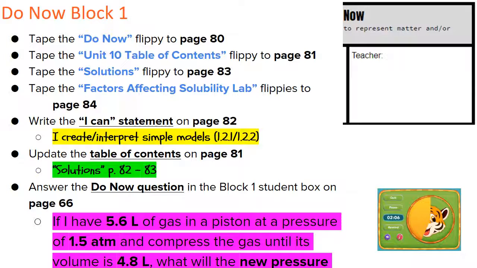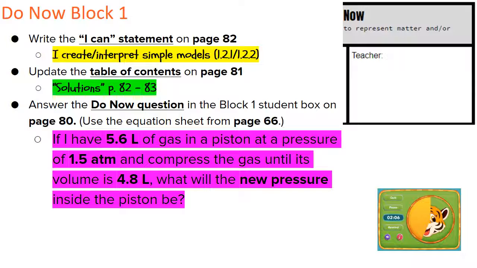All right, we're going to go ahead and get started here. Go ahead and pause now if you need to. Make sure that you have all of your flippies set up on the correct pages, your I can statement written down, and your table of contents. Great, now we'll go ahead and take a minute to try the Do Now problem on your own, and then we'll go through it together.